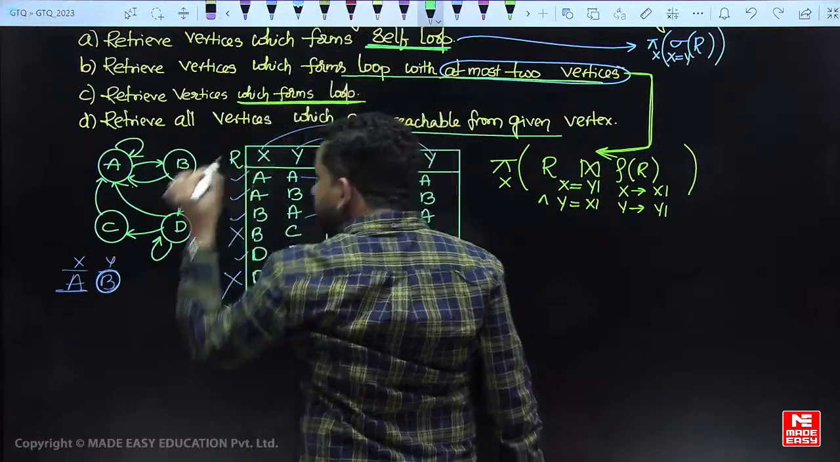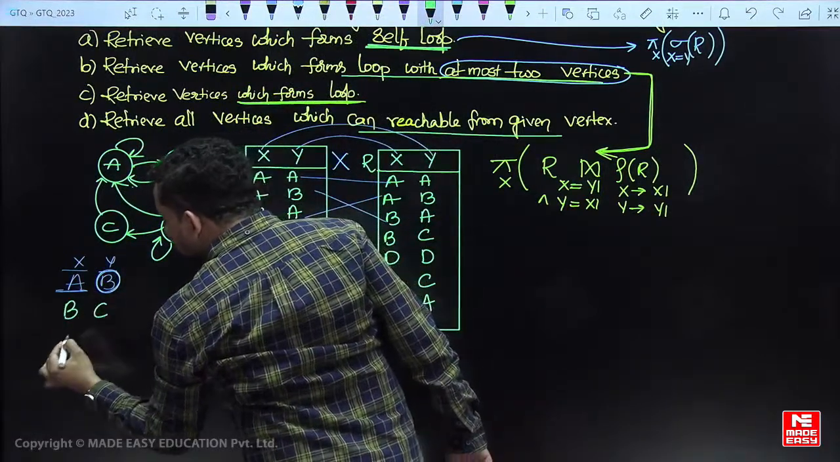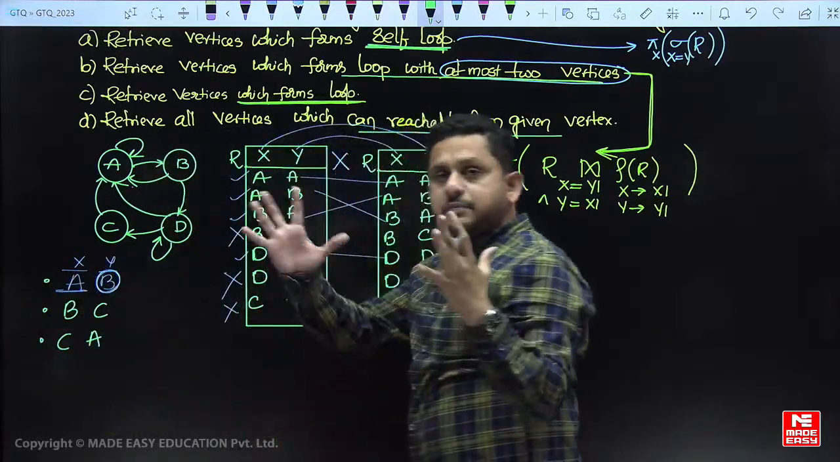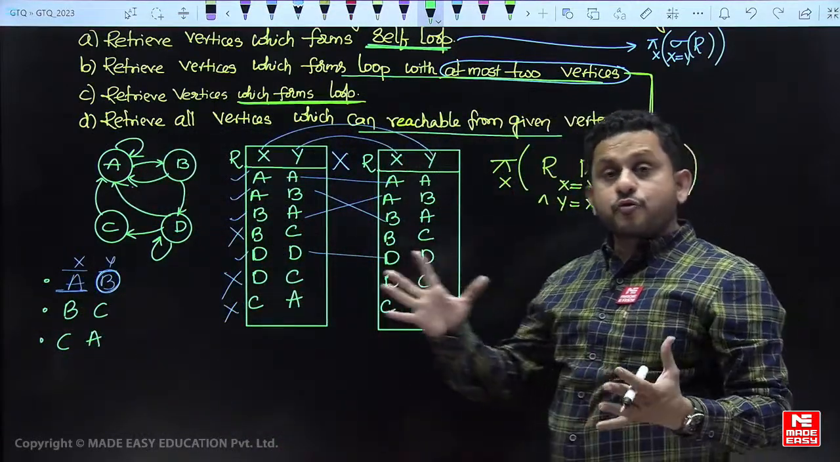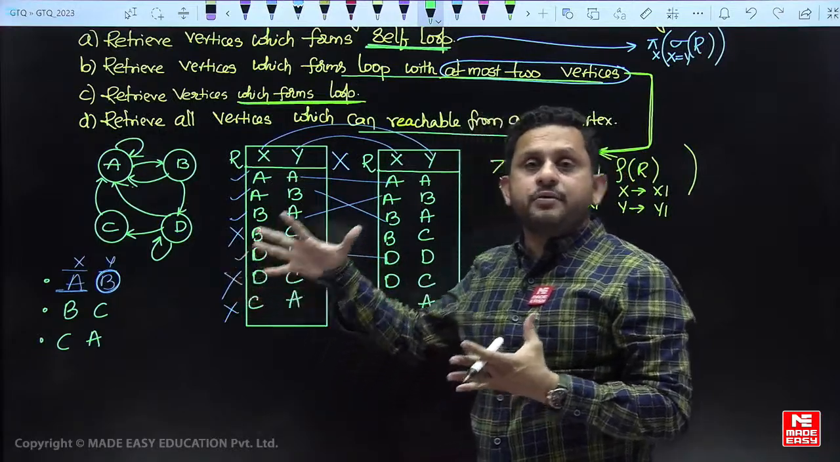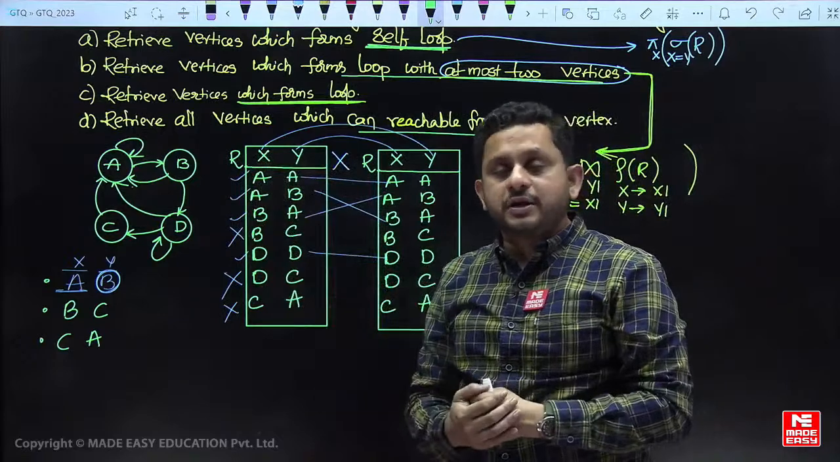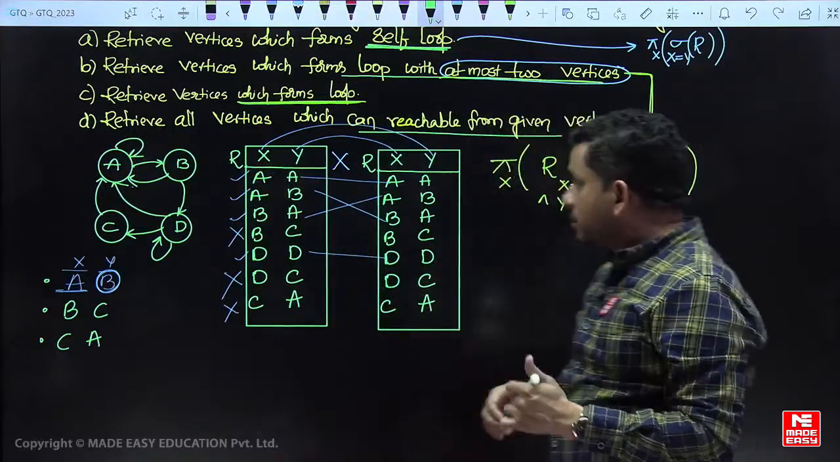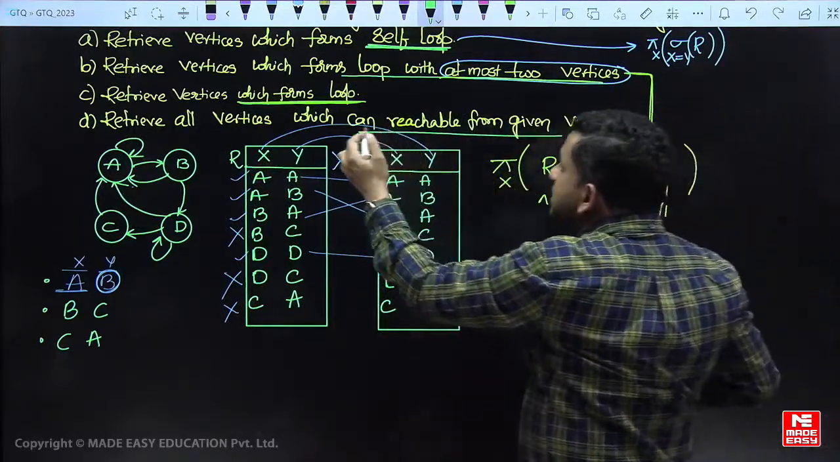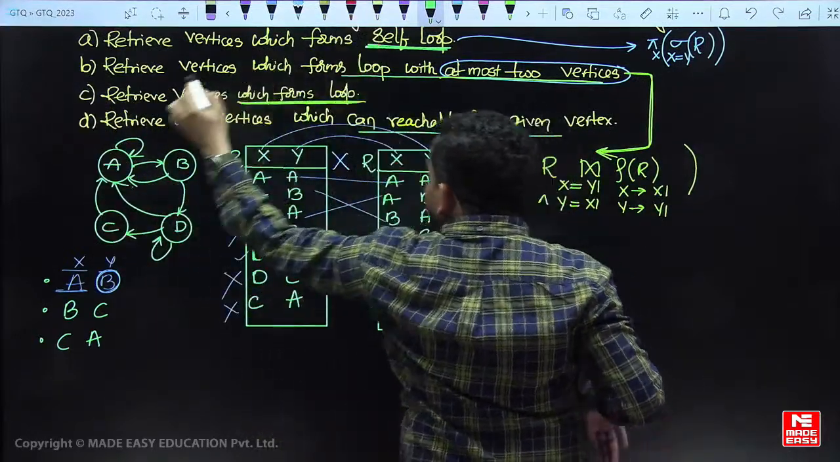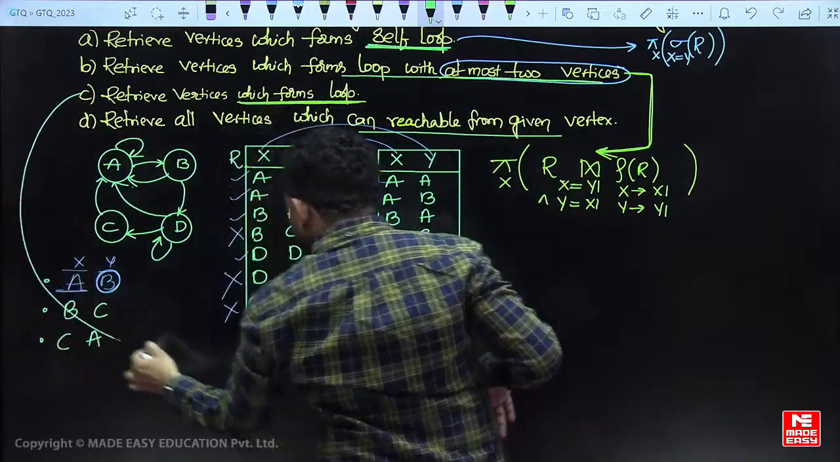A 3 vertex loop means AB and BC and CA should exist. 3 records should be compared, which means a 3 table cross product is required, and if you want to retrieve vertices which form a 4 vertex loop, we need a cross product of 4 tables. So then this query is not a constant length query. So this C is not a constant length query.